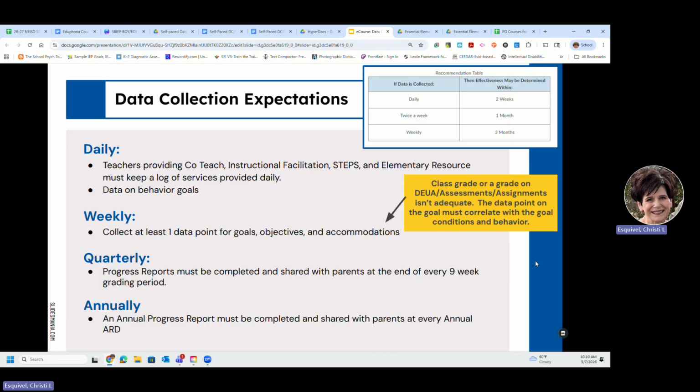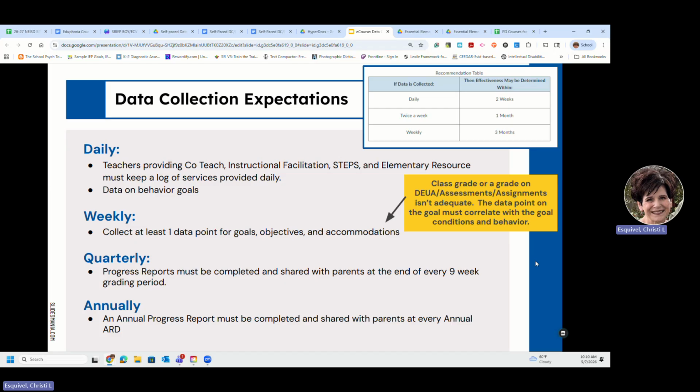As I mentioned earlier, we must collect data consistently and frequently enough that data-based changes to services and supports can occur. The more frequently data is collected, the sooner we can determine the effectiveness of our instruction. The district has set the following expectations for data collection.